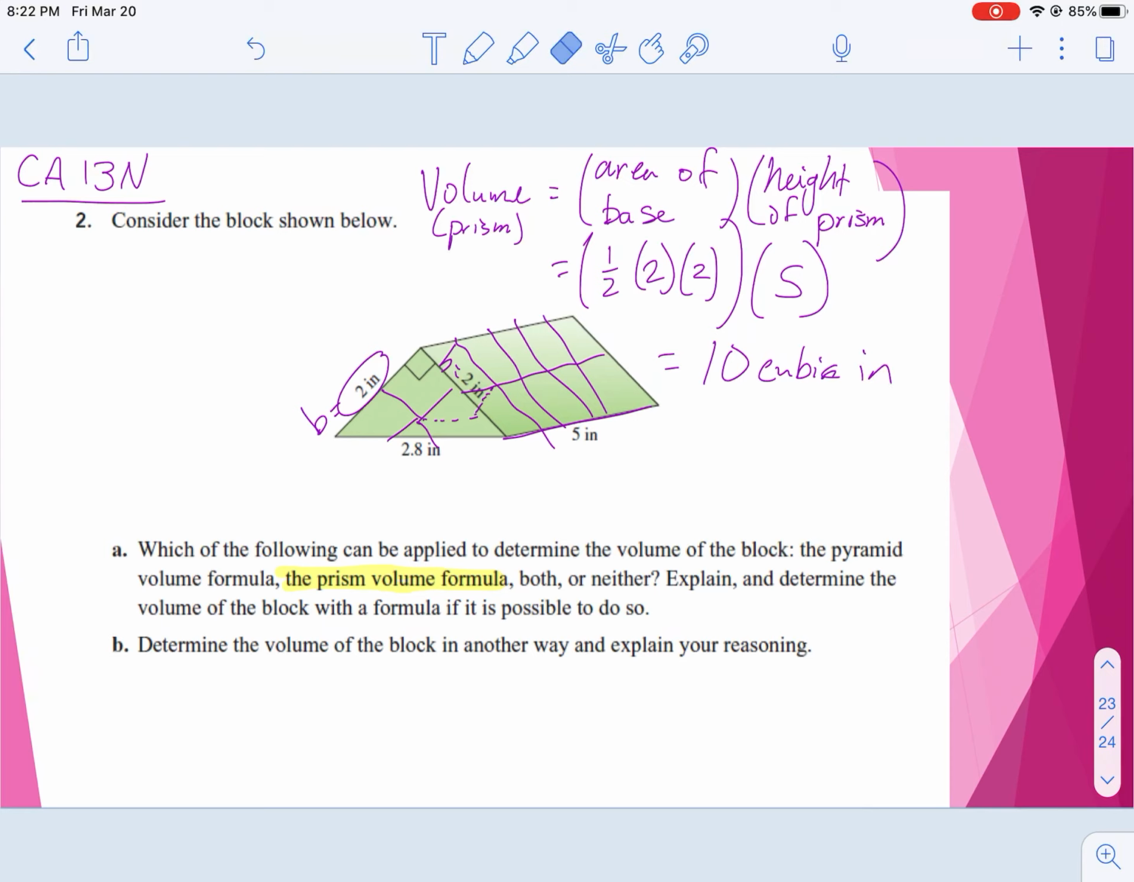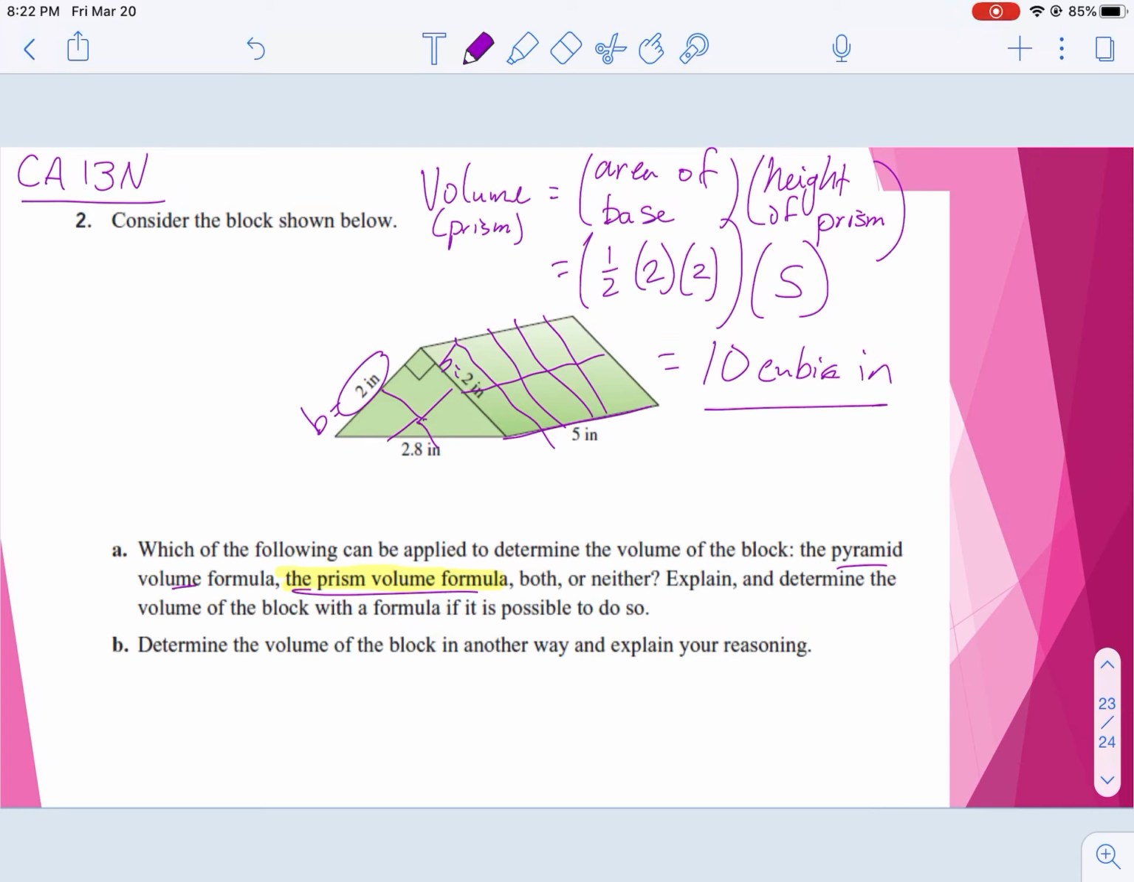Oops. 10 cubic inches, and I was going to erase this mess here. So, the volume of this then is 10 cubic inches using the prism volume formula.